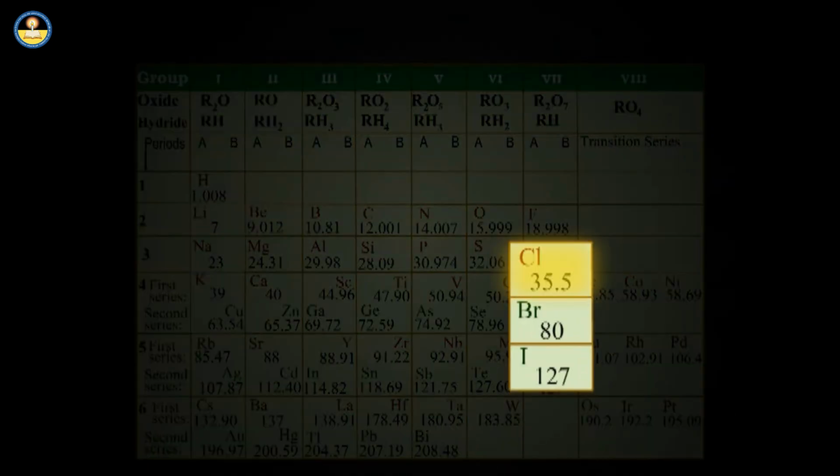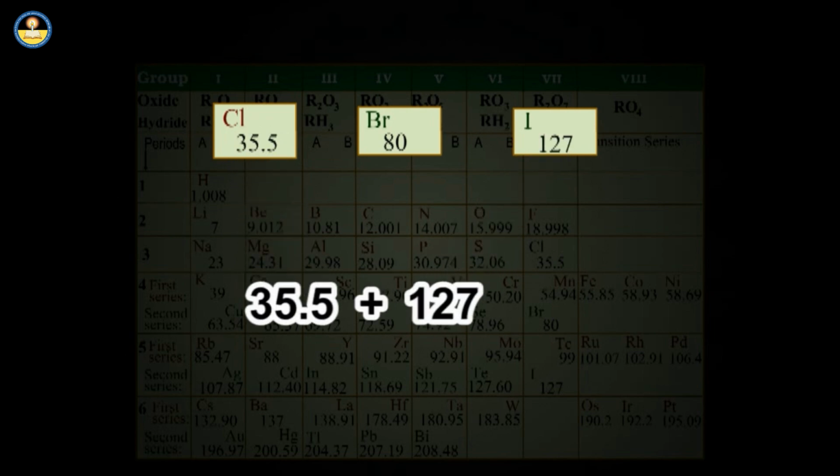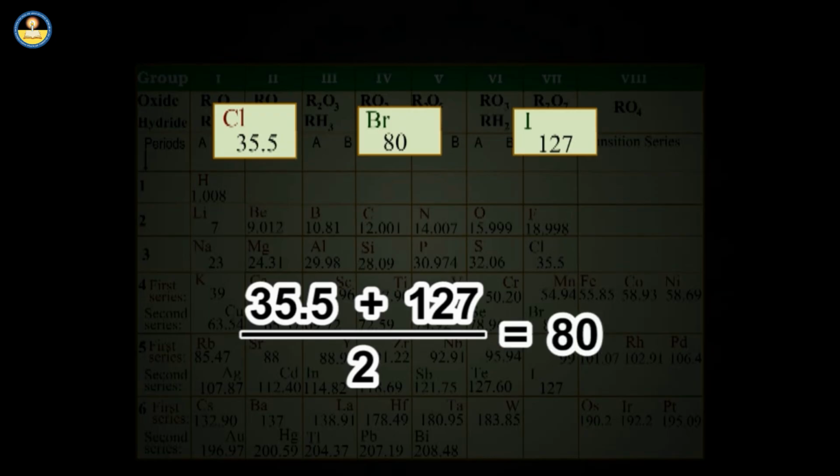Atomic masses of chlorine, bromine, and iodine are 35.5, 80, and 127 respectively. If we calculate the arithmetic mean of the atomic masses of the first and third elements of the triad, that is (35.5 + 127)/2, it comes out to be 80. This value is approximately equal to the atomic mass of the middle element, bromine.